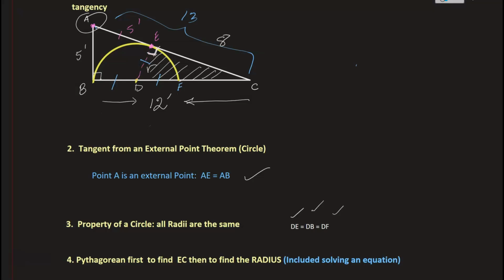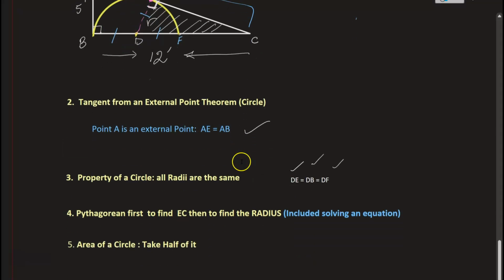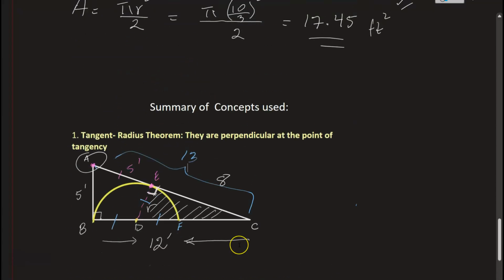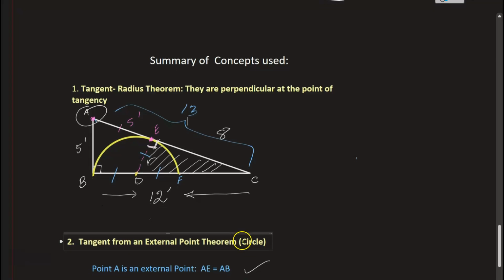Then, because we used the tangent from an external point theorem, we found out AE was 5 feet long, and therefore EC must have been 8. And we used that again. Once we had that, we used the area of a circle, and because it's a semicircle, we took half of it. All right, that's how you do this problem. Go back to the question again and make sure that you follow every step. All right, until next time.